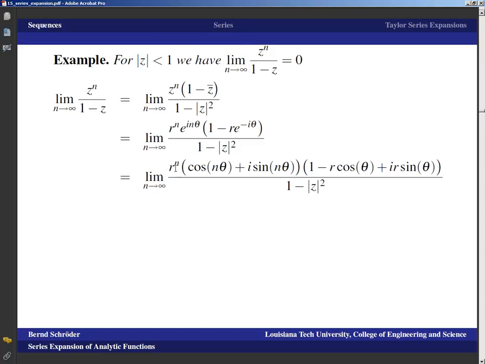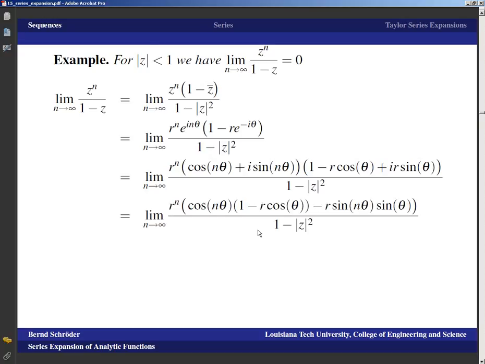Now we work that out, and that's r to the n times cosine n theta plus i sine n theta, times 1 minus r cosine theta plus i r sine theta. That's because cosine of minus theta is cosine theta, and sine of negative theta is negative sine theta, and then the minus becomes a plus for the sine function at least. That still has imaginary and real parts mixed, so now we multiply this out.